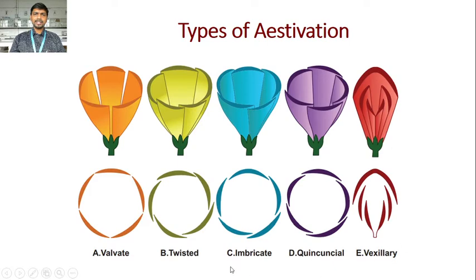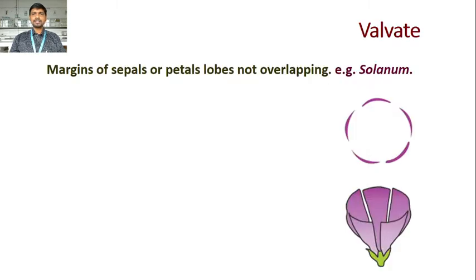In all these types of estivation there are differences in the arrangement and the overlapping of sepals or petals or tepals. One by one we are going to study them in detail. The first one is the valvate estivation, where the margins of the sepals or petal lobes are not overlapping, they are at the same position. This is the individual sepal, and these are the margins seen at the start or at the end. The margins are not overlapping. This is the valvate estivation.